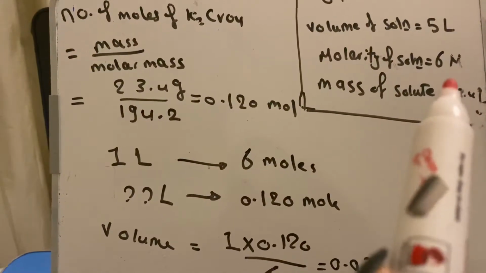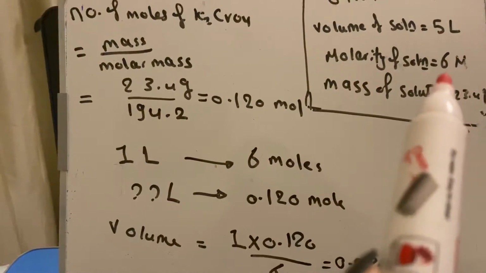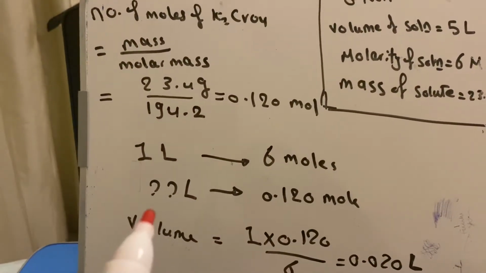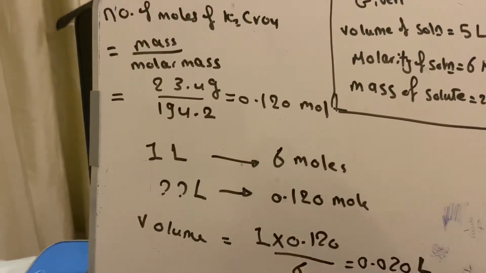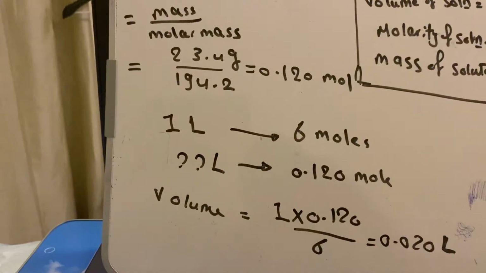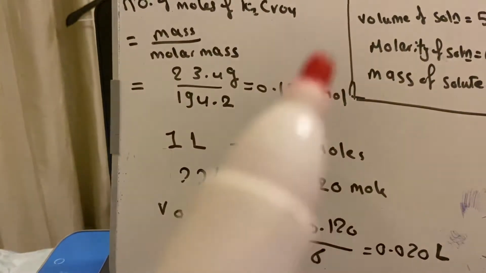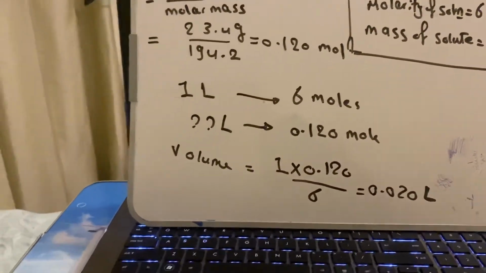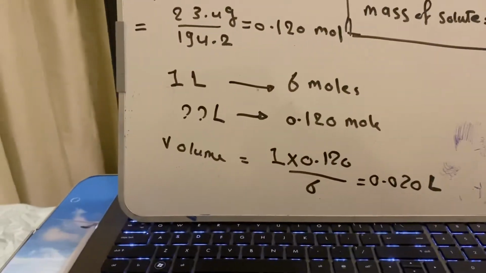Molar means number of moles per 1 liter, meaning this is 6 moles in 1 liter. So what's the number of liters for 0.12 mole? You can find it. You have to multiply 1 by 0.12, divide by 6 to find out the volume, which is 0.020 liter. And I will give you a sample problem and try to solve it by yourself.